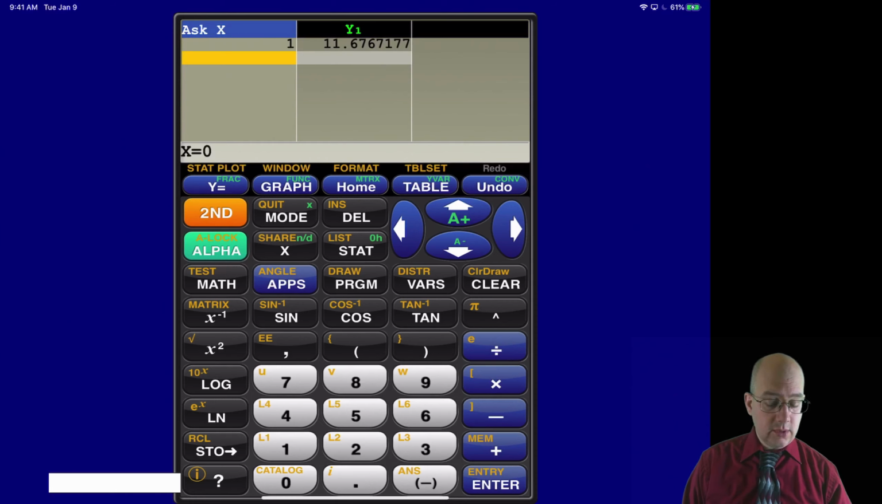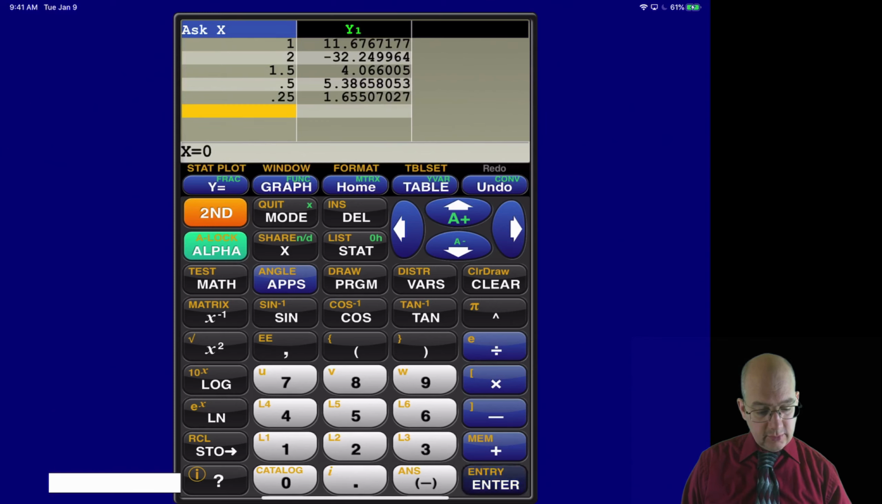Okay, 1 gives us 11.3. Let's see what 2 gives us. Negative. That's not looking good. 1.5 in between. Okay, that went down. What if r was 0.5, 0.25? All right, so that's looking like we can't do a volume of 100. So no solution, probably.